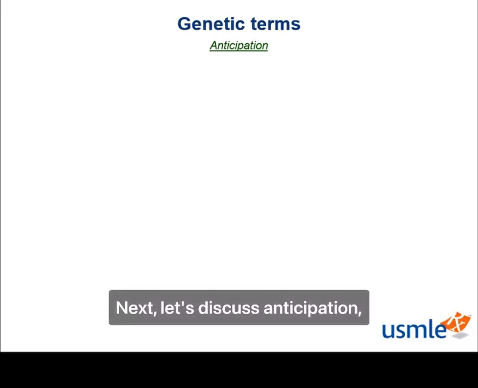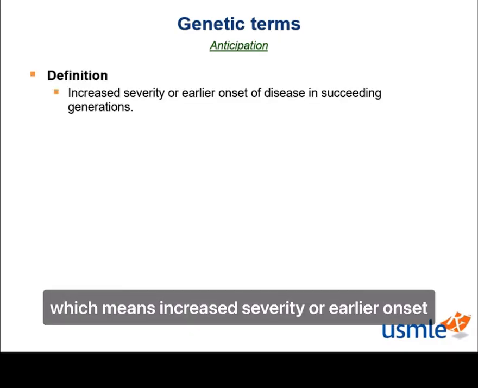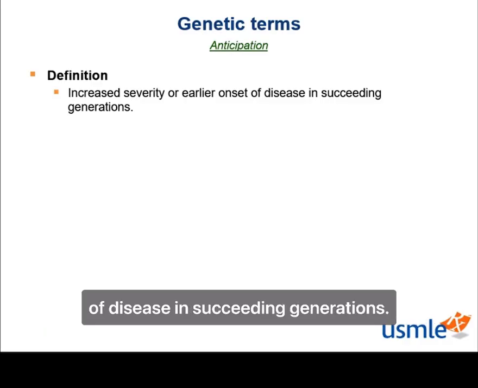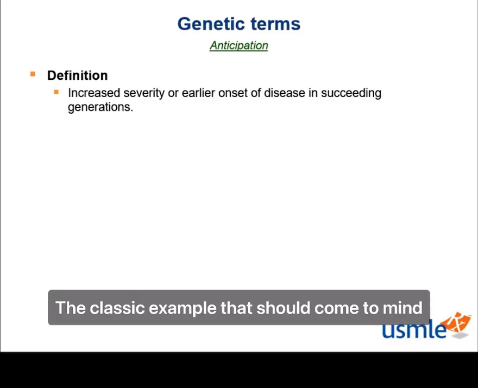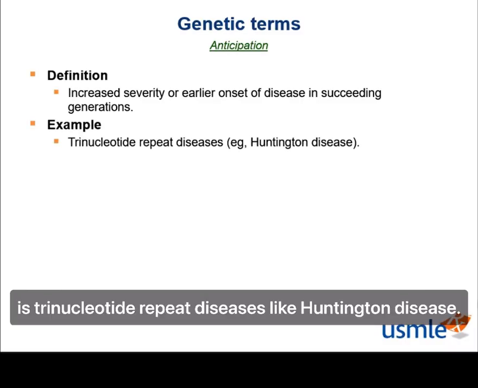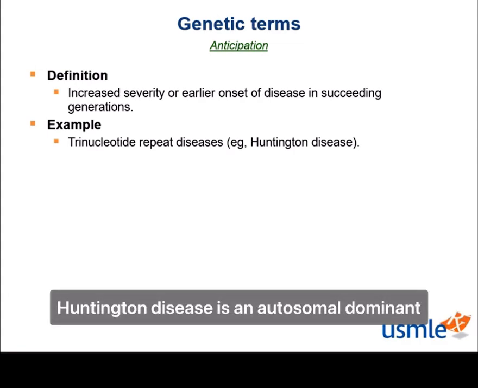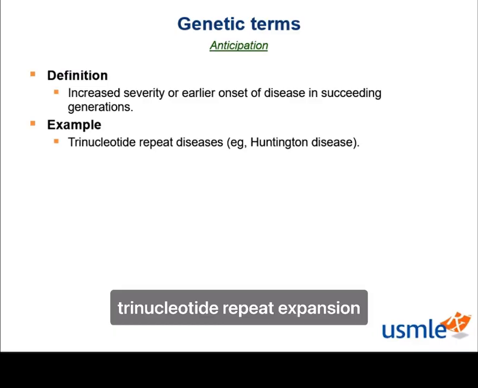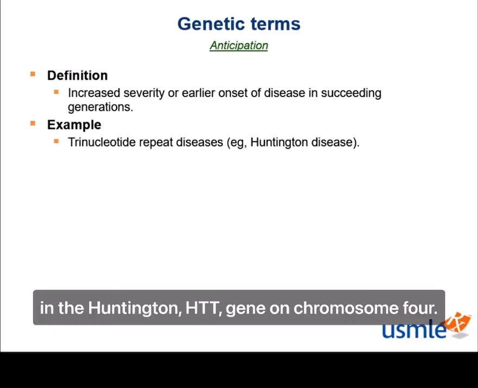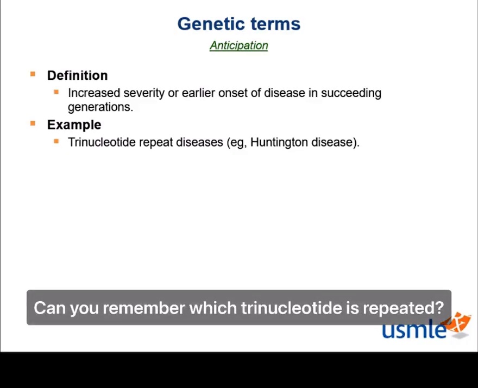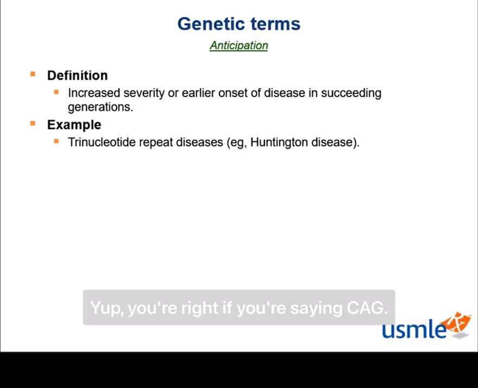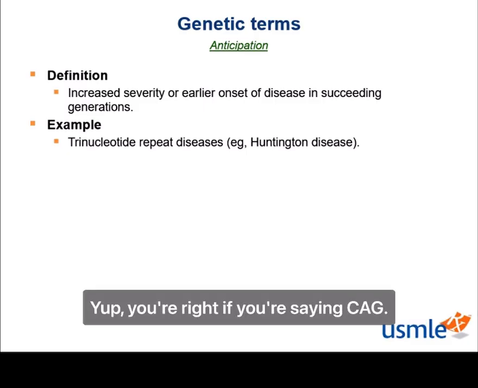Next, let's discuss anticipation, which means increased severity or earlier onset of disease in succeeding generations. The classic example that should come to mind is trinucleotide repeat diseases like Huntington disease. Huntington disease is an autosomal dominant trinucleotide repeat expansion in the Huntingtin HTT gene on chromosome 4. Can you remember which trinucleotide is repeated? Yep, you're right if you're saying CAG.